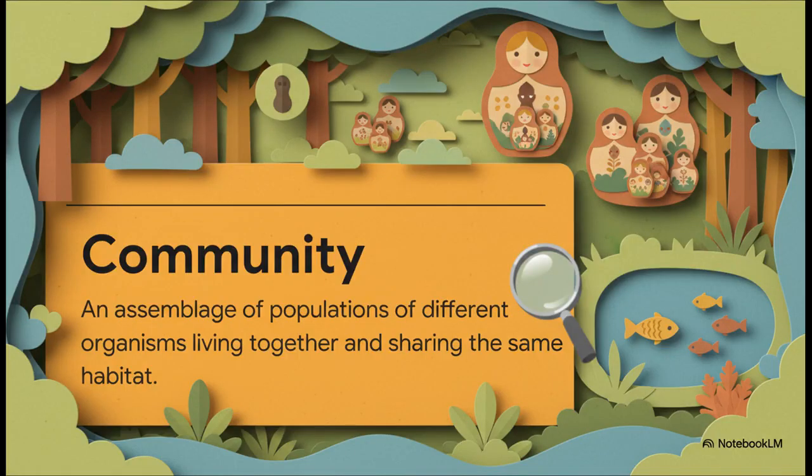And that brings us to a community. See, it's not just the deer population anymore. Now it's the deer, plus the population of trees they nibble on, the birds in those trees, the wolves that might hunt them, the insects in the soil. It's a whole web of different species, all living and interacting in the same area.